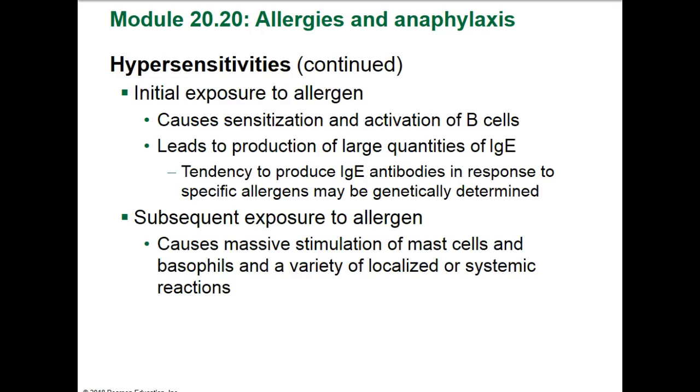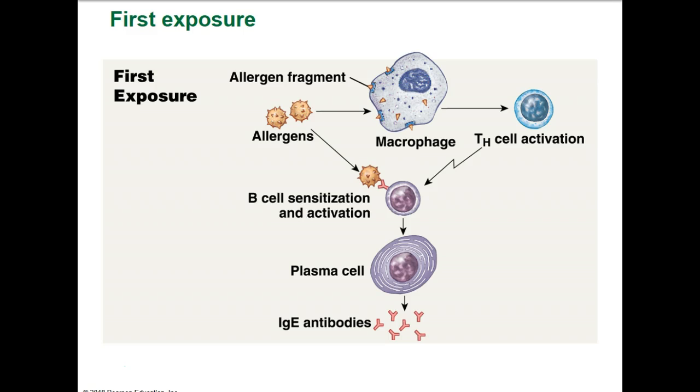And this happens upon initial exposure to the allergen. We have sensitization, activation of B cells. That leads to lots of IgE production. That's one of those immunoglobulins. And in this case, these antibodies bind to certain cells like mast cells that release a lot of histamines. Any subsequent exposure to the allergen, you get a massive stimulation of the mast cells and basophils. You have a lot of localized and systemic reactions like swelling. People that have respiratory problems, you could go into real breathing problems, anaphylactic shock. So this shows a basic first exposure, and you form the IgE antibodies.